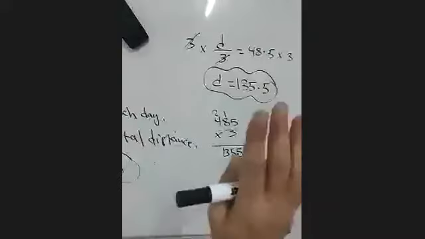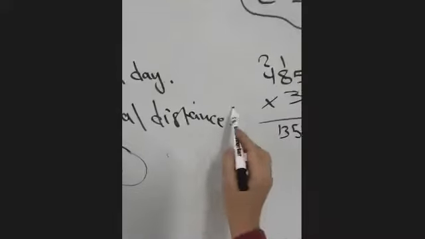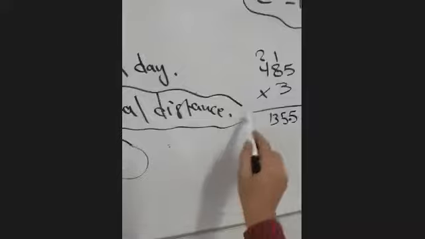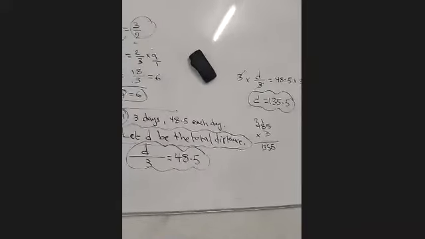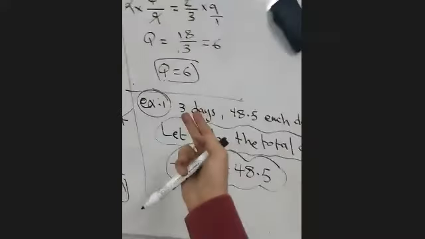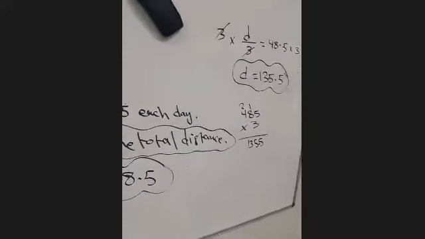Kilometers in each day? In each day, we know it already. What's this? What did we find? Look here. The total distance. Got it? I got it. So the total distance, guys, is 145.5, and he rode 3 days, so each day he gets 48.5. Get it? I get it. Good boy.